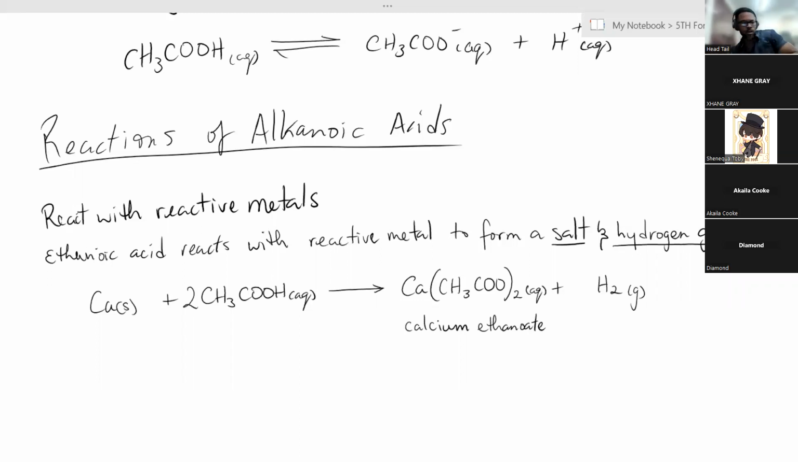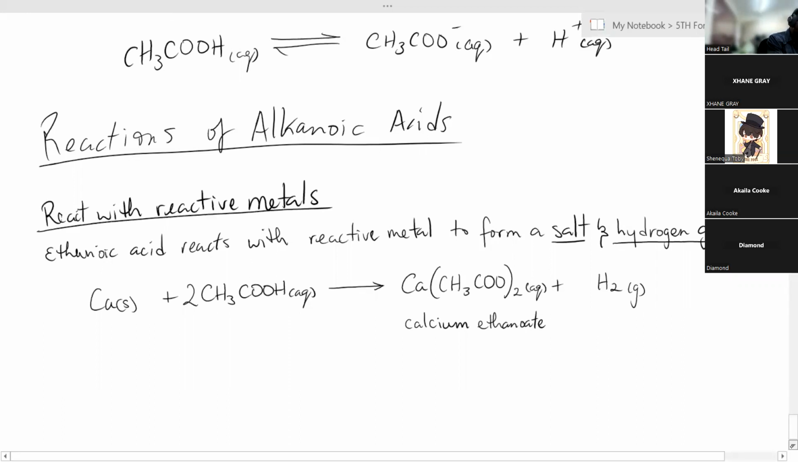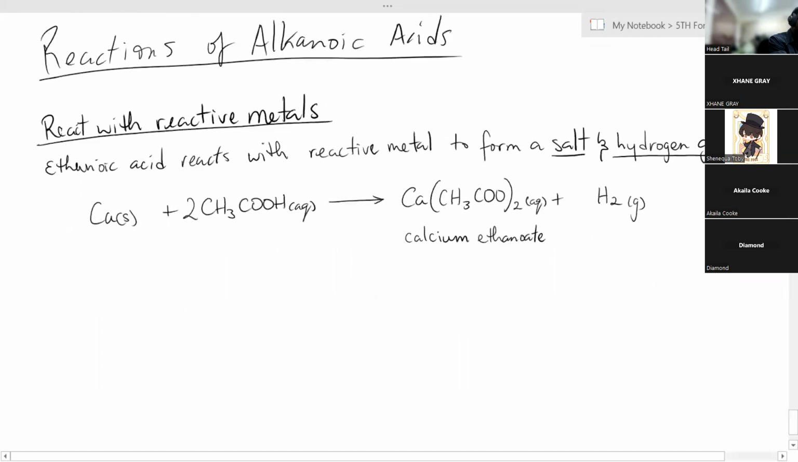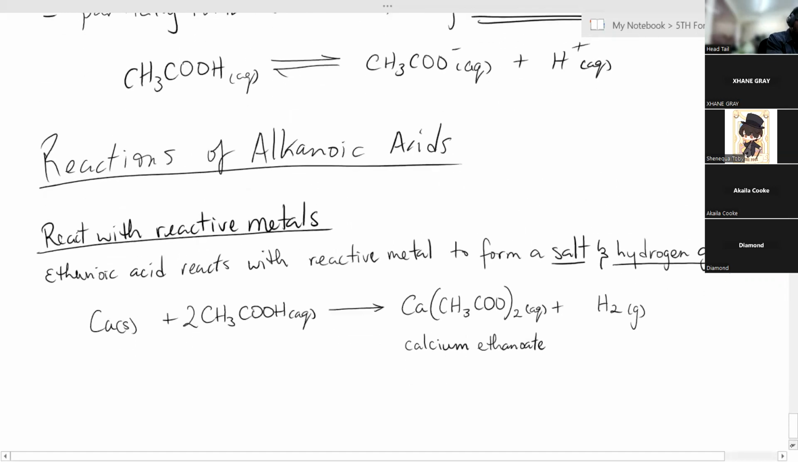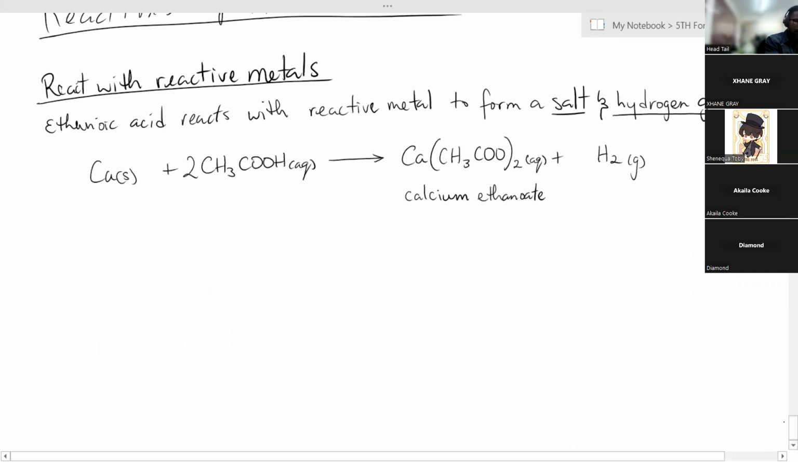All right, so let's move down. What is the next reaction that we have? This was the first reaction, reacting with reactive metals. Other examples of a reactive metal could be sodium, magnesium, potassium. Those are reactive metals.